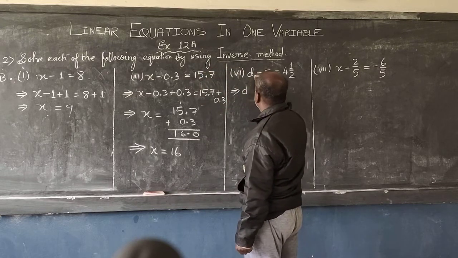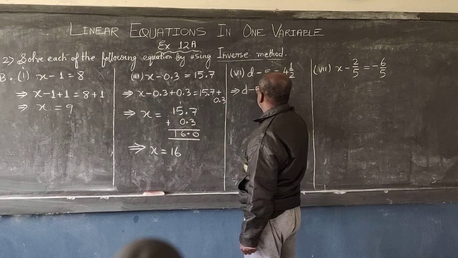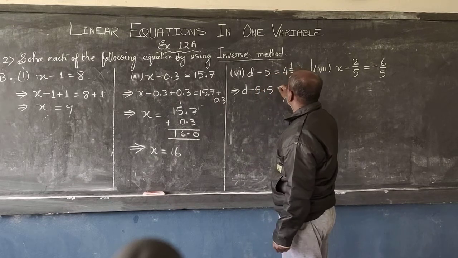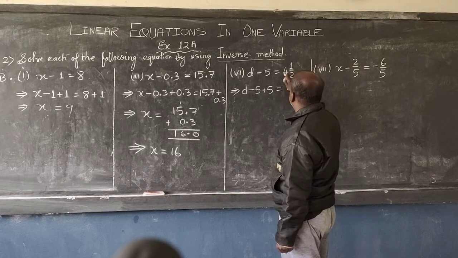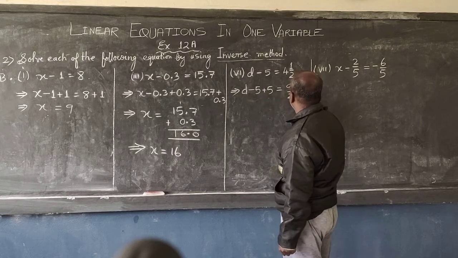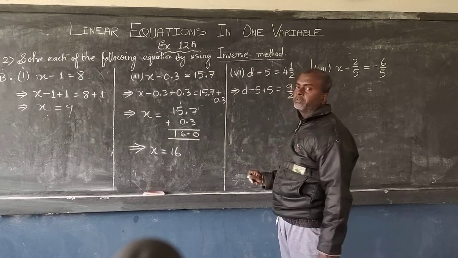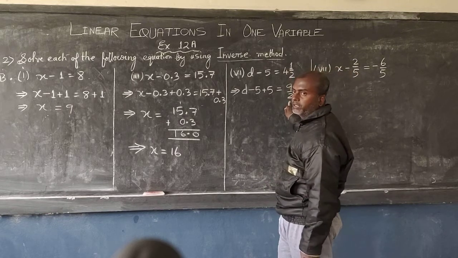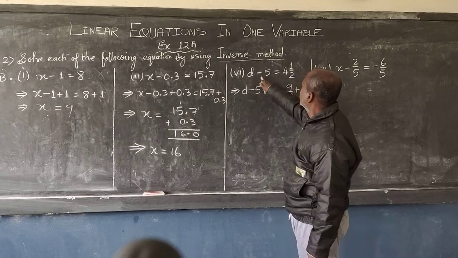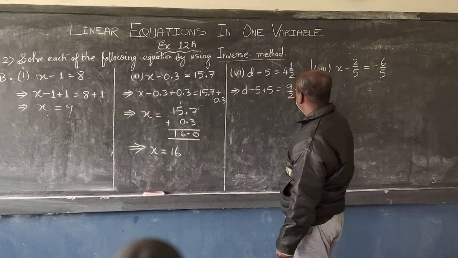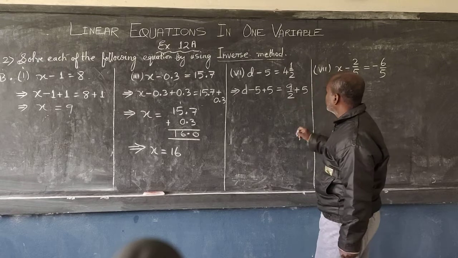Now you have b minus 5. To remove minus 5, we give plus 5. First I have converted the mixed fraction into an improper fraction: 4 2s are 8 plus 1, 9 by 2. Then to remove minus 5, you have to give a plus 5. That's on the left side, so also on the right side you have to give a plus 5.